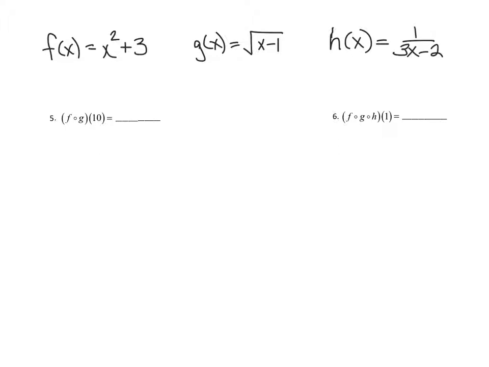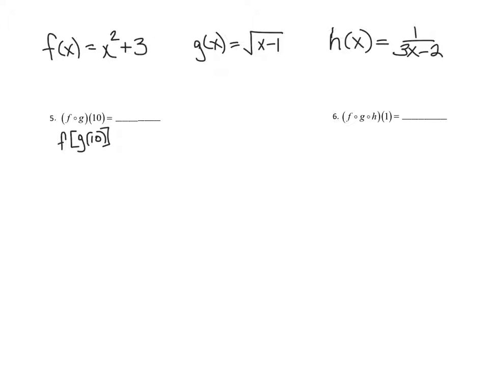So now let's talk about composite functions. For number 5, we have f of g of 10, and this stands for the composite function. We can always rewrite the composite function just in a different form, where we have f, and then g of 10 is what we're plugging into f.